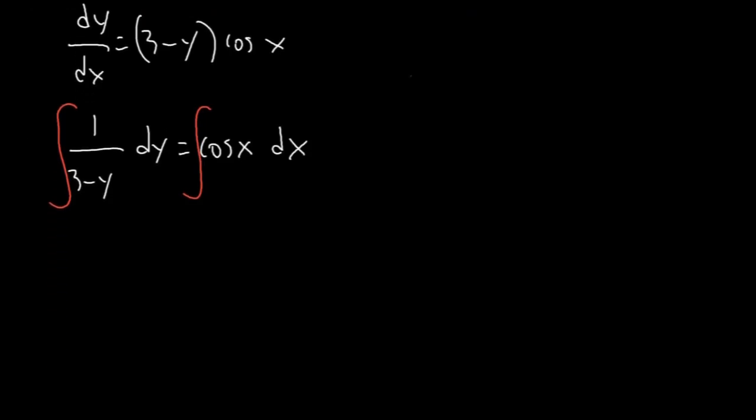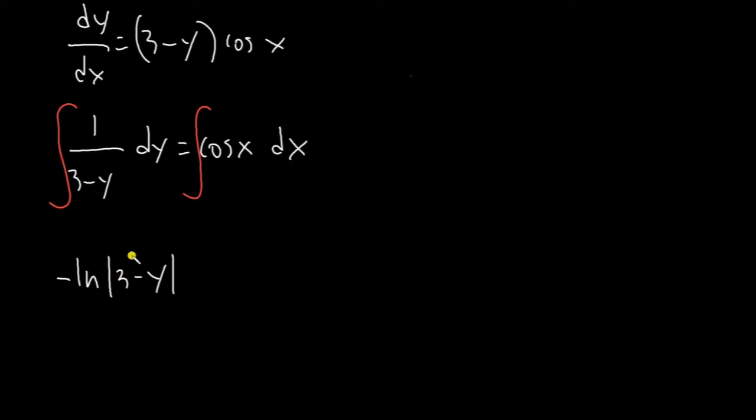Well, the integral of 1 over 3 minus y, you can do a u substitution and get u equals 3 minus y if you'd like, but a much faster way is to know that the integral of 1 over something is ln of that thing. Since there's a negative here for the coefficient, you just have to put a negative in front, okay? So it's going to be negative ln of 3 minus y. Again, if you did a u substitution, you get the same thing.